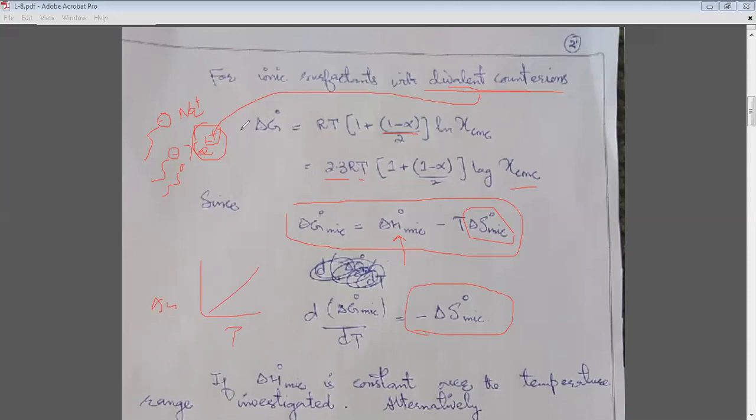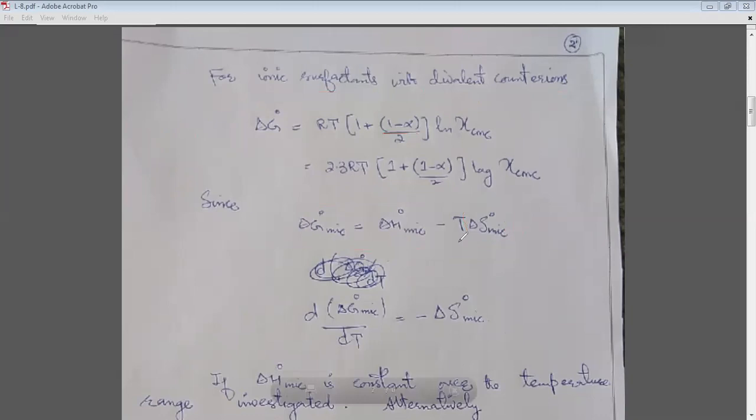So if you want to calculate the entropy of micellization, simply use the first differential with respect to temperature. Suppose a reading was done at 25 degrees, that means 298 Kelvin. You have to take the temperature on the Kelvin scale. Now this equation is basically valid if delta H degree of micellization is constant over the temperature range. Suppose for the experimental conditions we have taken, if that is constant, then this equation is valid.